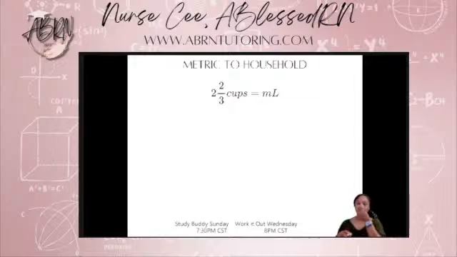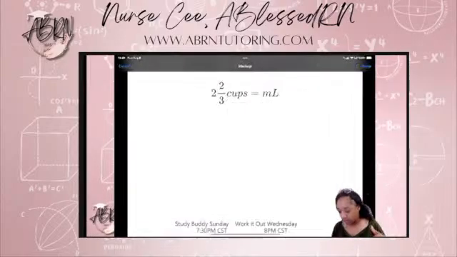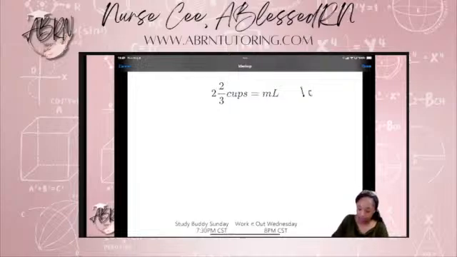Okay. So we are going from cups to milliliters, right? So we are going from household to metric. So we have to get everything from cups to how many milliliters. So what is our conversion? First of all, we know that 1 cup equals 8 ounces. And then I also know that 1 ounce equals 30 milliliters.